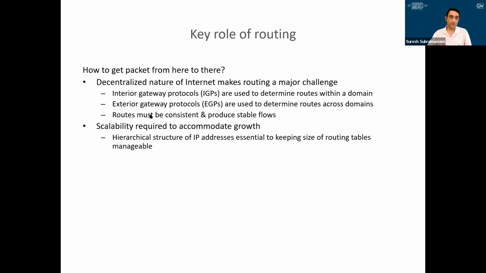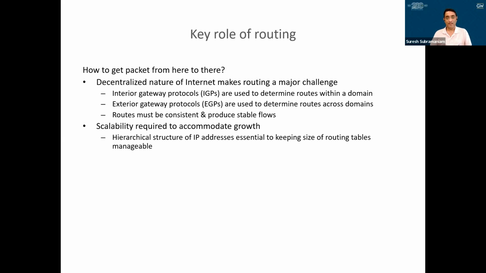There are protocols known as interior gateway protocols and exterior gateway protocols. The whole internet is divided into a number of domains. Interior gateway protocols, or IGPs, are used to route packets within a domain. And EGPs, or exterior gateway protocols, are used to determine routes across domains, that is, from one domain to another domain. The main challenge in this case is that the routes have to be consistent and produce stable flows.